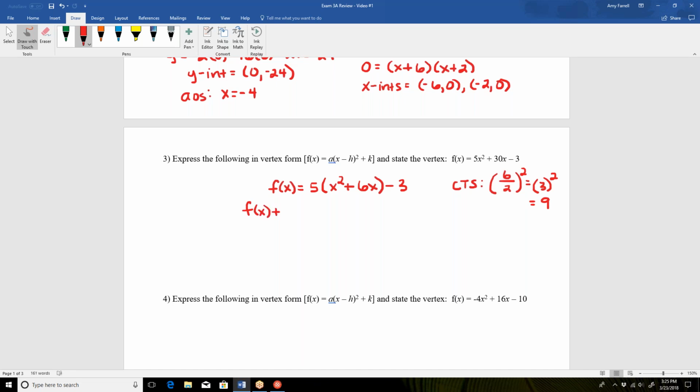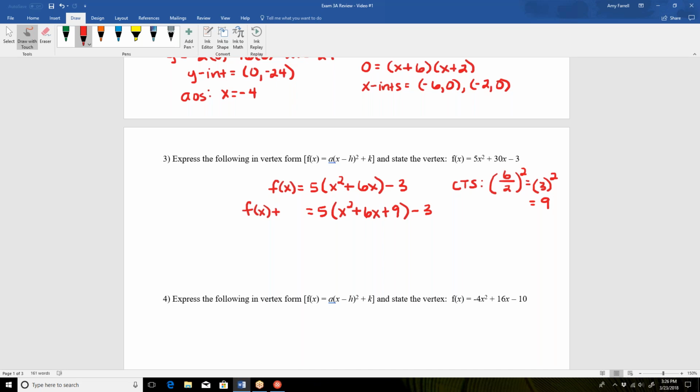I'm going to leave a little bit of room here because we'll talk about what we need to add to the other side. So by adding a 9 inside the parentheses, what I've done is I've created a perfect square trinomial. That means I can factor this into the square of a binomial.